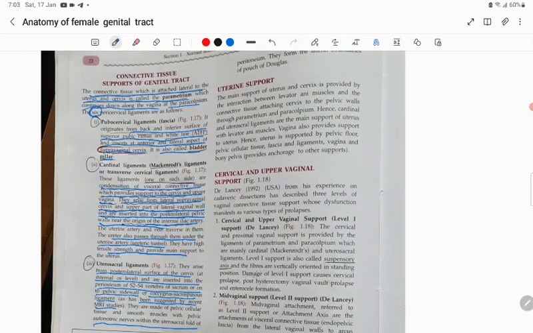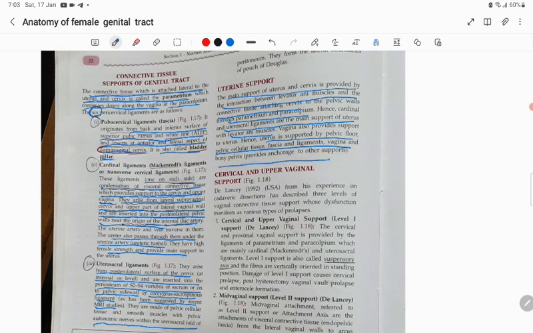Then uterine support. The main support of the uterus and the cervix is provided by the interaction between the levator ani muscle and the connective tissue attaching the cervix to the pelvic wall through the parametrium and paracolpium. Hence the cardinal and uterosacral ligaments are the main support of the uterus, along with the levator ani muscles. The vagina also provides support to the uterus. Hence the uterus is supported by the pelvic floor, pelvic cellular tissue, fascia, ligaments, and vagina.